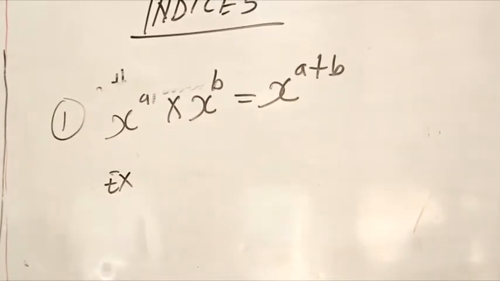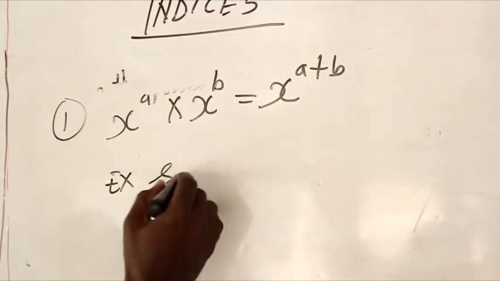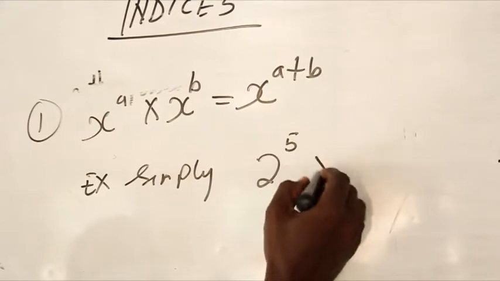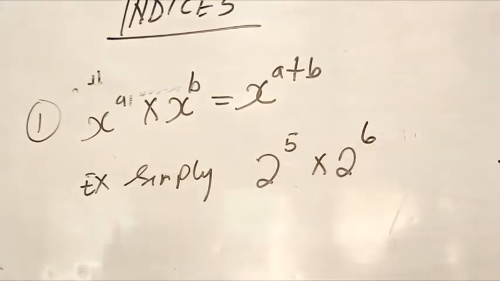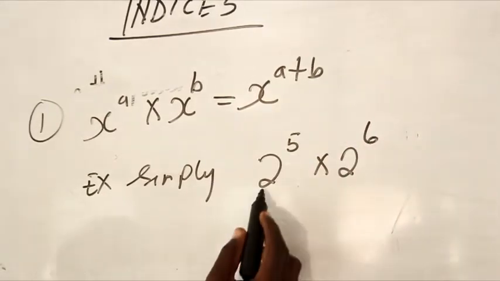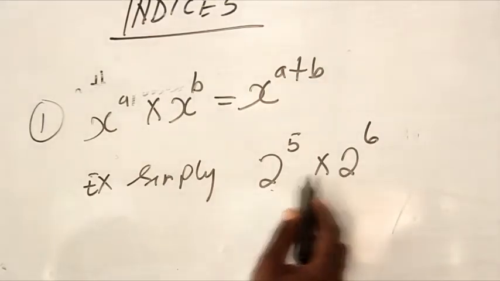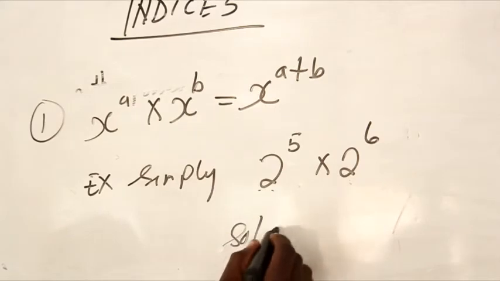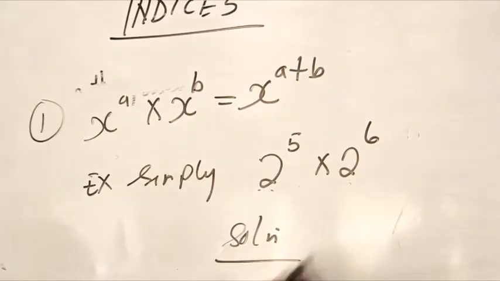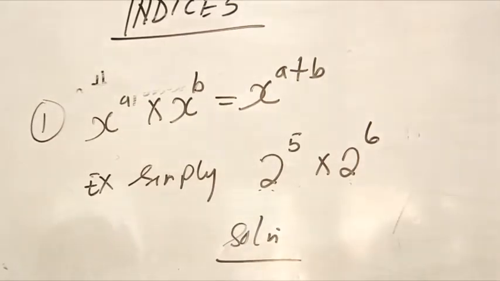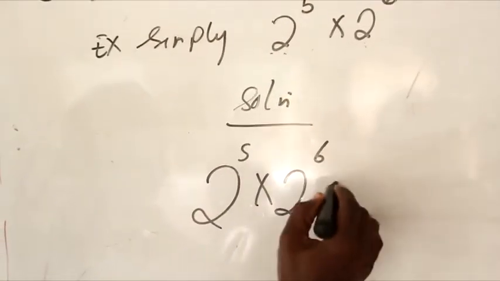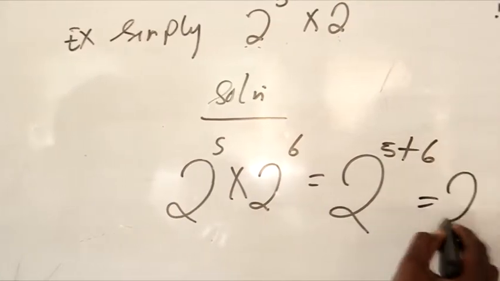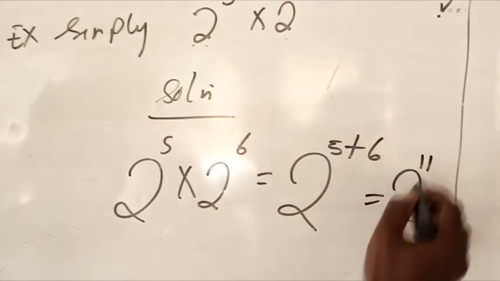Example, if you are given a problem like this, simplify 2 raised to the power of 5 times 2 raised to the power of 6. Look at it, the bases here are the same, raised to certain powers. So what we need to do is just add the powers. So 2 raised to the power of 5 times 2 raised to the power of 6 is going to be 2 raised to 5 plus 6. This gives us 2 raised to the power of 11.